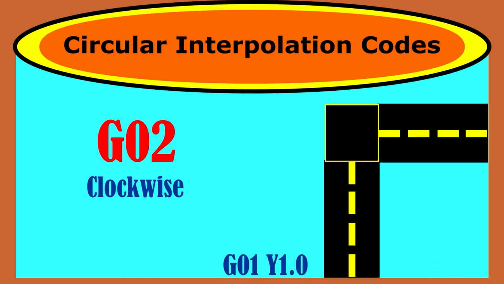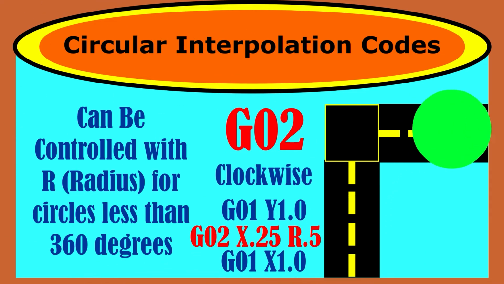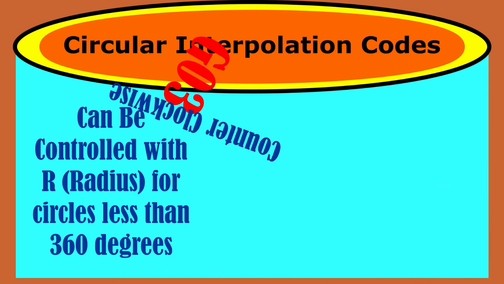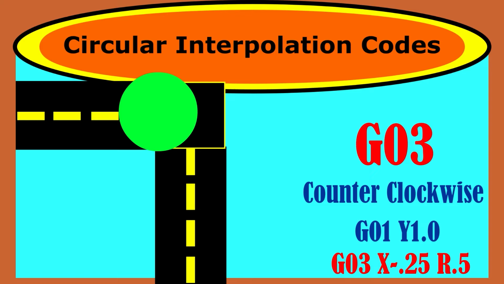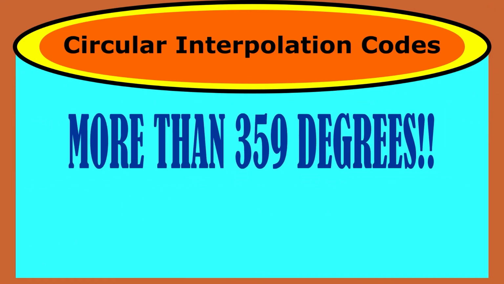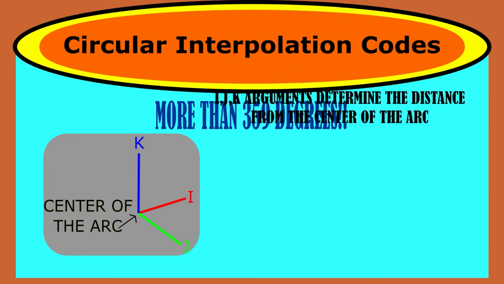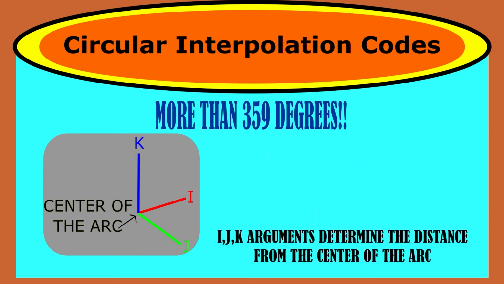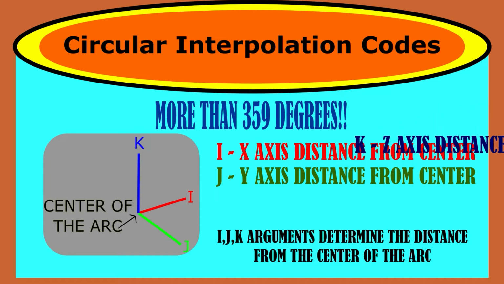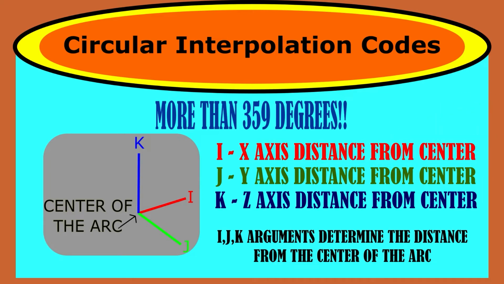Now, these codes can be controlled with an R code, which is the radius which it's going to turn, but this can only be used in arcs of less than 360 degrees. If you want to go more than 360 degrees, you will have to use the I, J, and K method, where I, J, and K arguments determine the distance from the arc start point to the arc center point, I representing your X offset, J representing your Y offset, and K representing your Z offset.